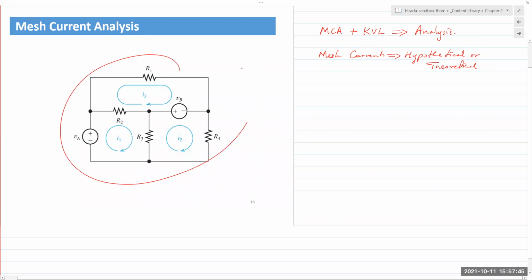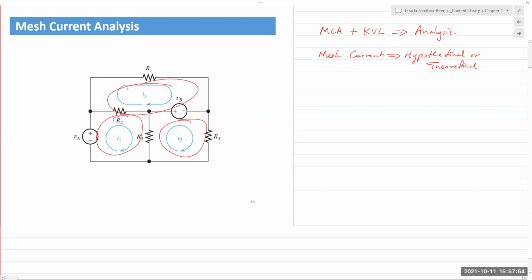So if you look at this image here on the left, we can see that there are three meshes. You have mesh 1, mesh 2, and mesh 3. Okay, let's label them as M1, M2, and M3. And each one of these has a hypothetical mesh current that is flowing inside the mesh. Okay, so you have I1 right here, I2 right there, and I3 right there, each respectively.